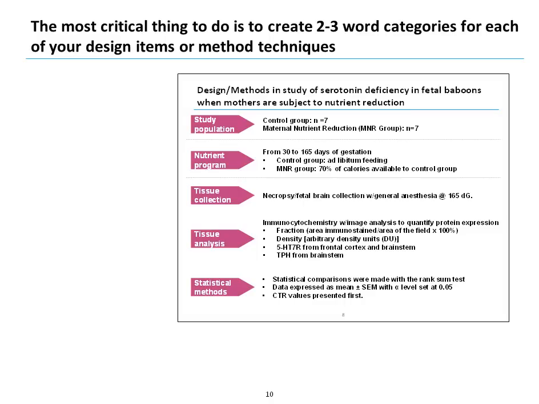But the most critical thing to do is to create 2 to 3 word categories for each of your design items or method techniques. Here we have our design, here we have our methods. Study population, nutrient program, tissue collection, tissue analysis, statistical methods. Easy for an audience to follow, easy for you to present, thorough but fast.